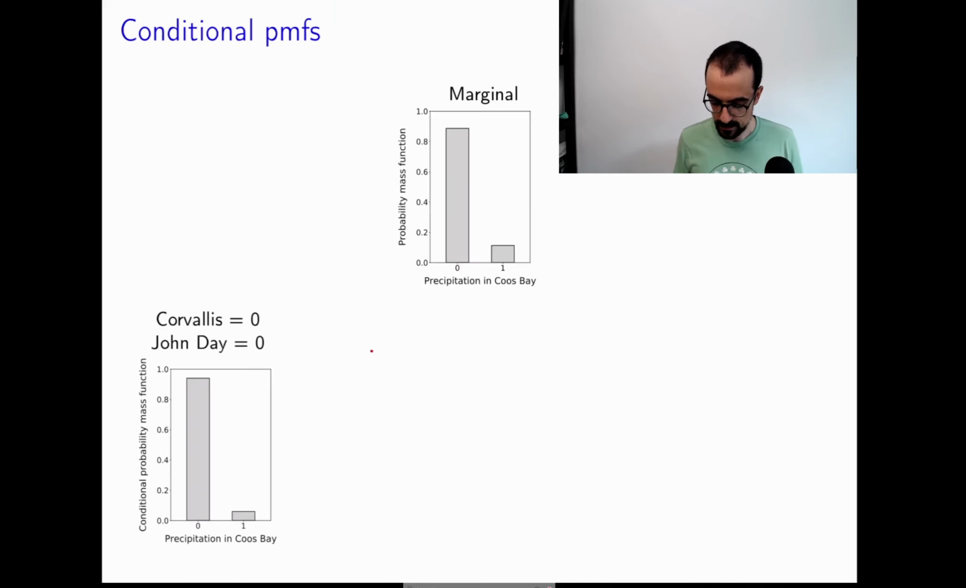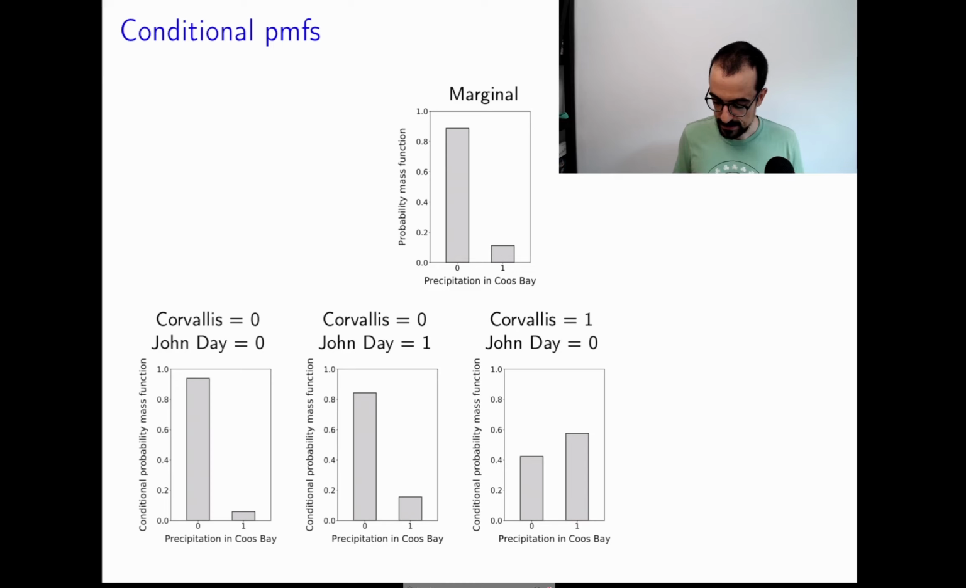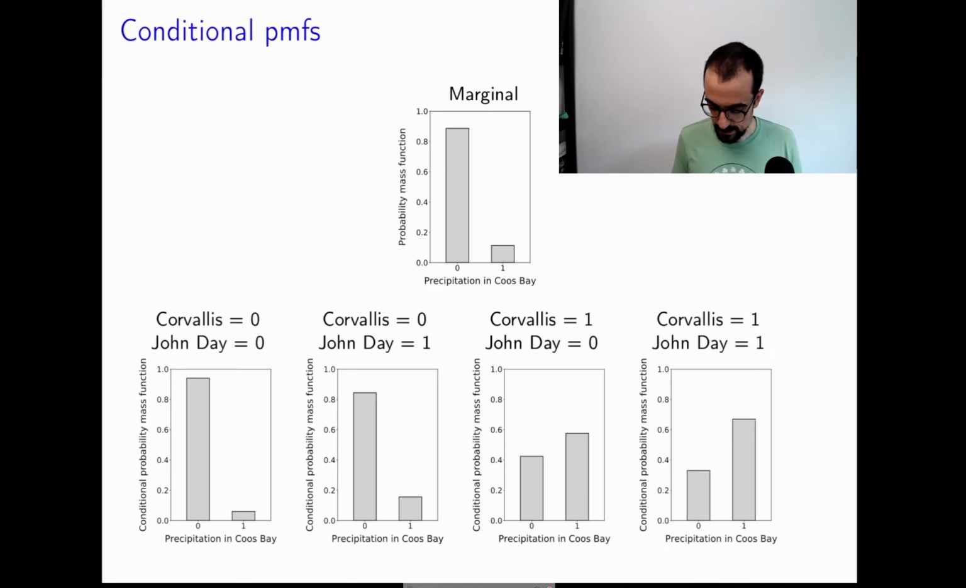Okay, we can repeat the process for different combinations here. And we see that there's maybe not such a big difference when John Day changes, but when Corvallis changes, the change is pretty dramatic. In fact, at some point, if it's raining in Corvallis, it seems that it's more likely for it to rain in Coos Bay than not. So that's really a dramatic change because of conditioning.